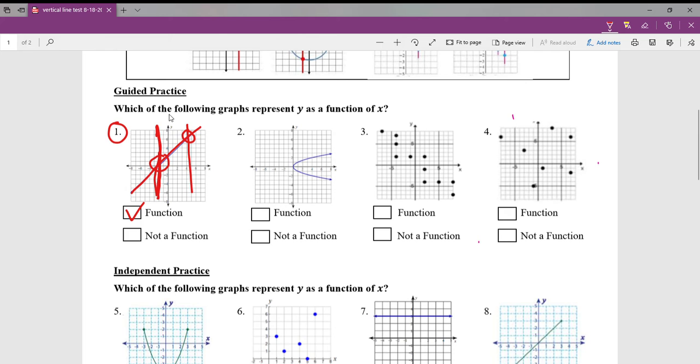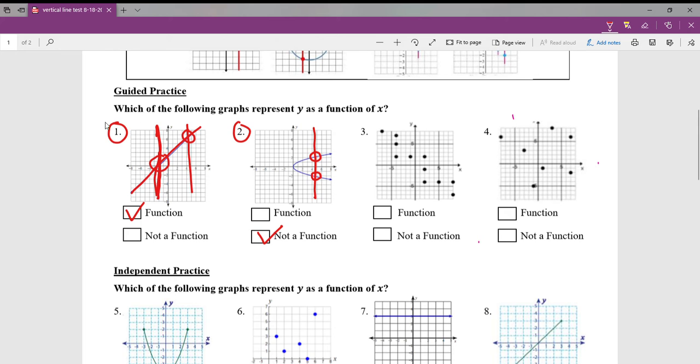Okay, so let's jump to number two. Same thing, I'm going to draw a vertical line. This one hits the graph one time and again a second time. So when it hits twice, it's not a function. If it hits once, it is a function. If it ever hits twice, then no, it's not a function.